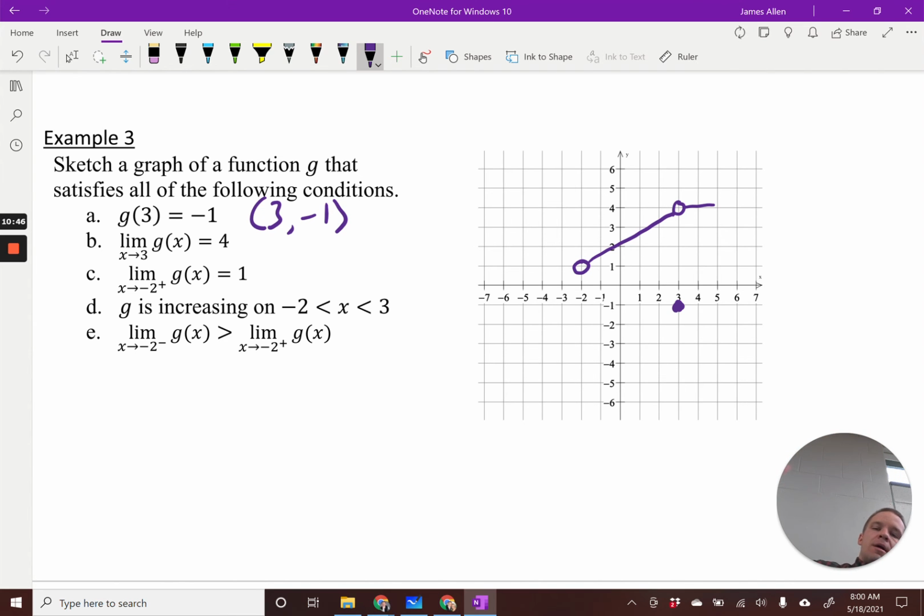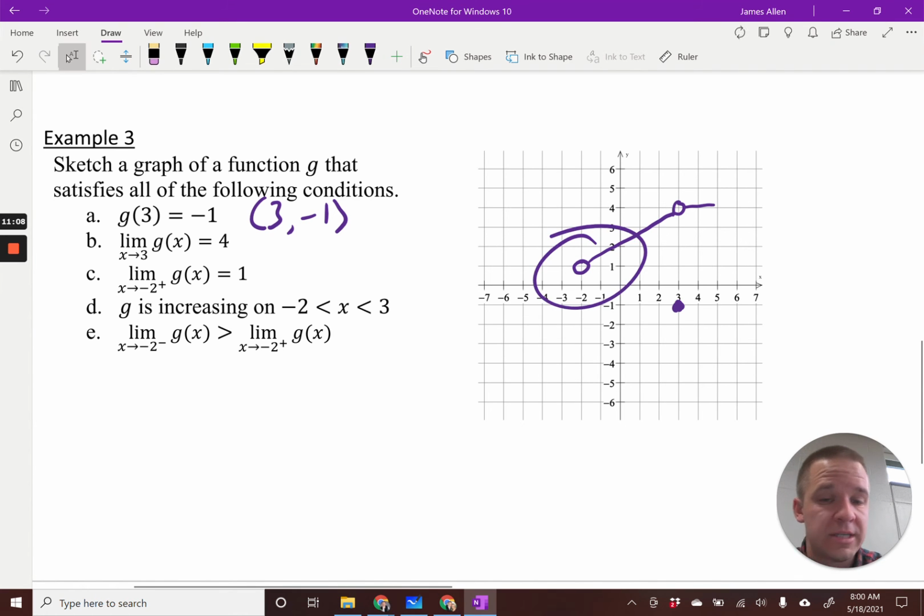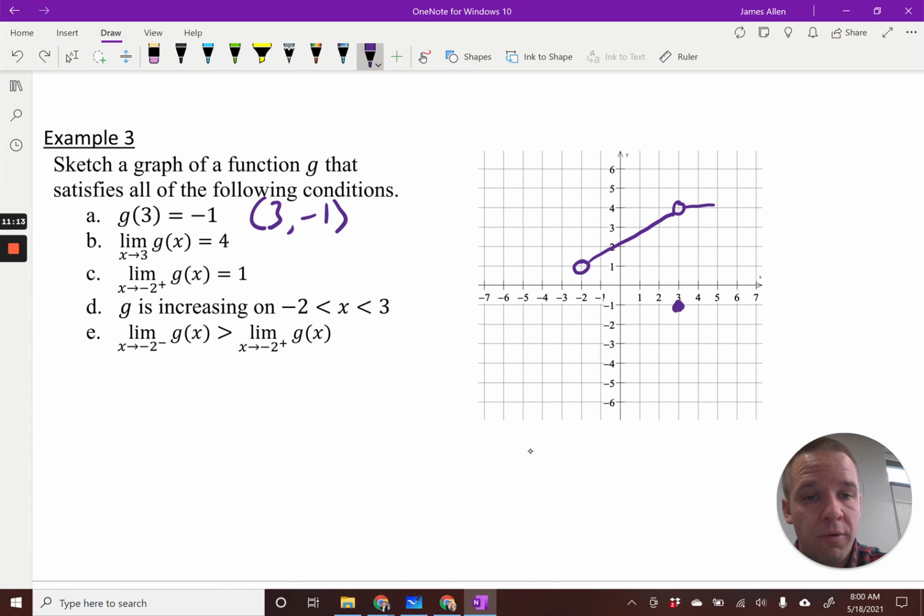All right. The last one, the limit as x approaches -2 from the left is greater than the limit of g of x as x approaches -2 from the right. Okay. So the limit as it approaches from the left side is larger than the limit as it approaches from the right side. Well, the limit as it approaches from the right side is +1 right there, right? So I just need to be larger than that. So what if I were to pick a point, any point above that, say 5? I'm going to make a better circle than that. Okay? All I need is the graph approaching that.